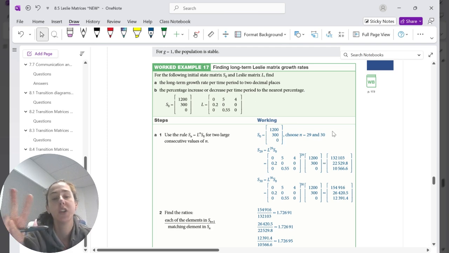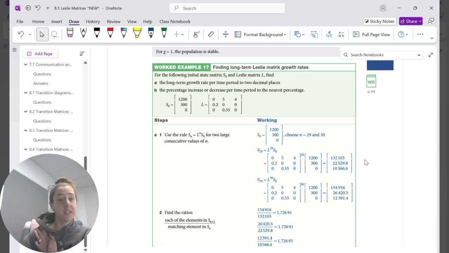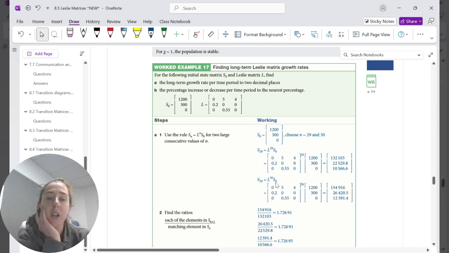For our 2 consecutive values, we've chosen 29 and 30 in this case. Remember, you can choose any values. They just have to be large enough and they have to be consecutive. Consecutive being 29, 30, 49, 50, 112 and 113, for example. So we've got our S29: we raise our Leslie matrix to the power of 29 multiplied by our initial state, and we get this matrix here. We do our S30 matrix here.